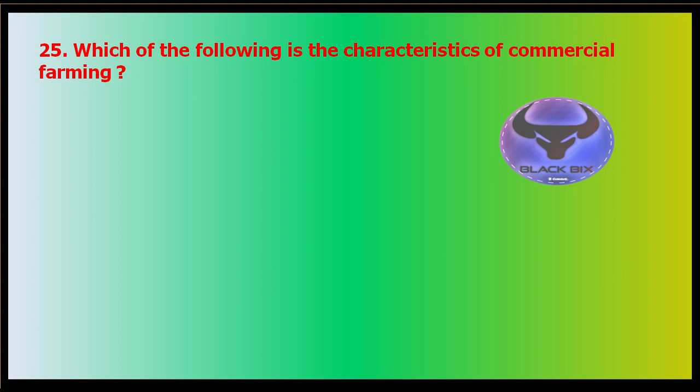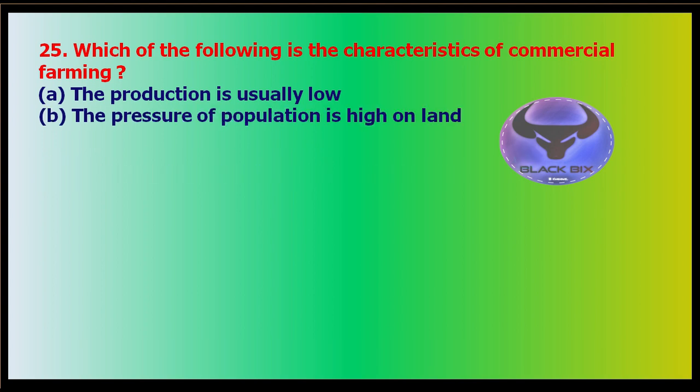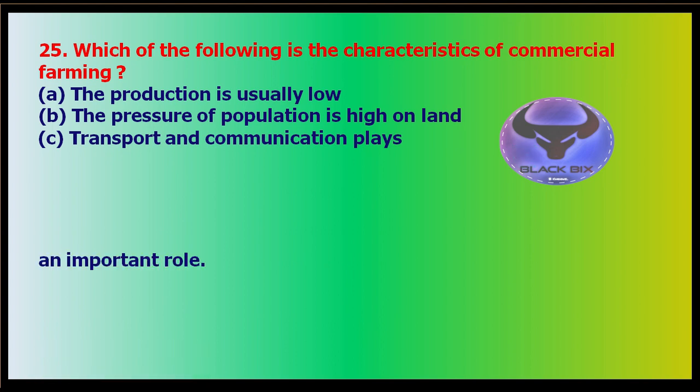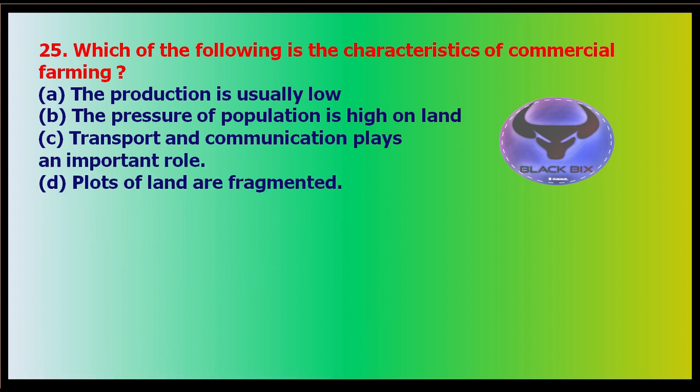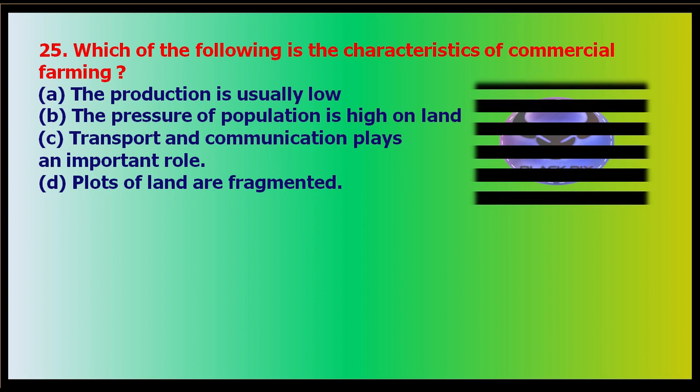Which of the following is the characteristic of commercial farming? Identify which one is correct about the commercial farming. Your options are: production is usually low from the farm, the pressure of the population is high on the land, and option number C is transport and communication plays an important role in the commercial farming. And option number D, the plots of the land are fragmented and they are small. And your time starts now.